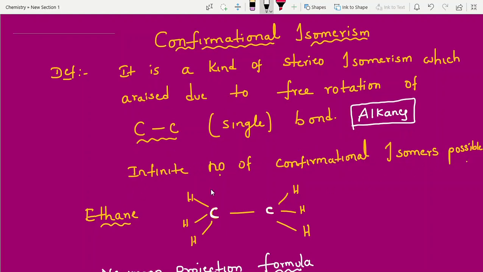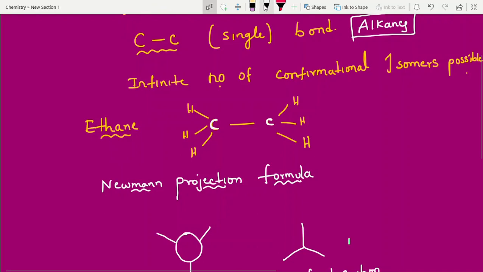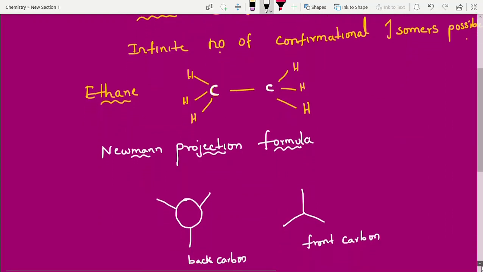First I am going to draw the Newman projection formula for the ethane molecule. Ethane means how many carbons, students? 2 carbons, right? See, this is ethane. This carbon, this is another carbon. The first carbon has 3 hydrogens and the second carbon is also having 3 hydrogens. Now the Newman projection formula. How are we going to draw it? I am giving a hint, a trick here.